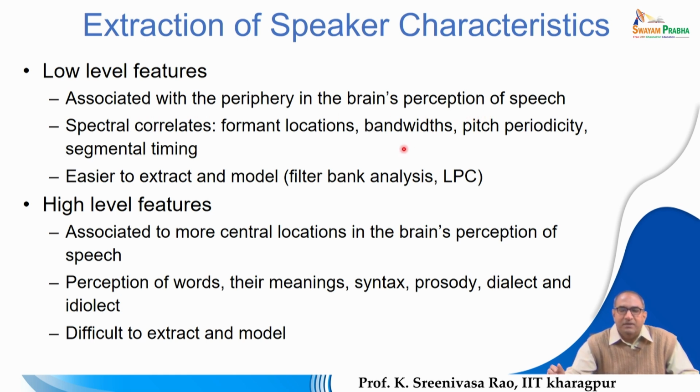That means in the brain there are specific areas related to speech perception, and here the low level features are basically used in the periphery of those regions, whereas high level features are basically the core or the central points of those regions. That is the reason humans can effortlessly perform various speech tasks, whereas in machines we are using only the low level features. So there is difficulty in performing the various speech tasks, either speech recognition, speaker recognition, language recognition, and so on.